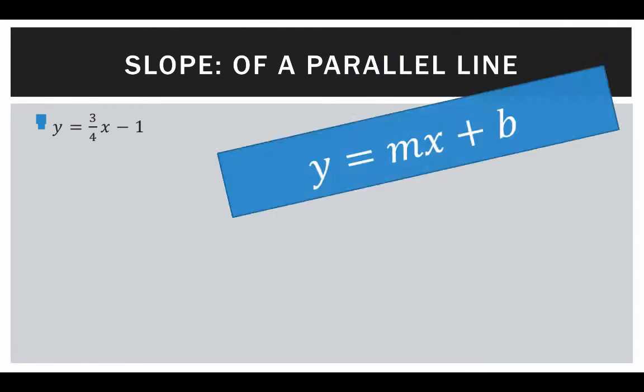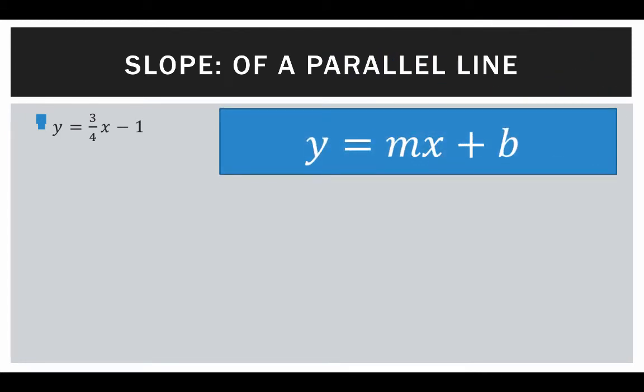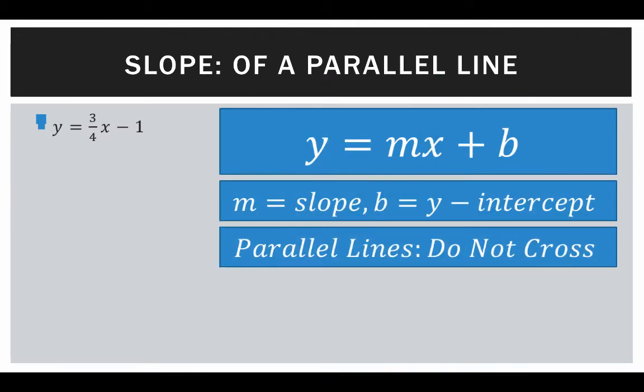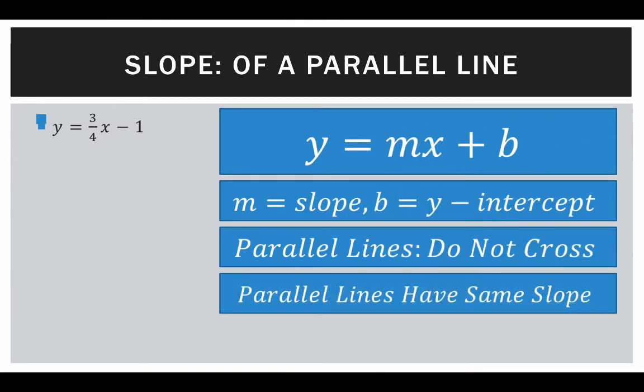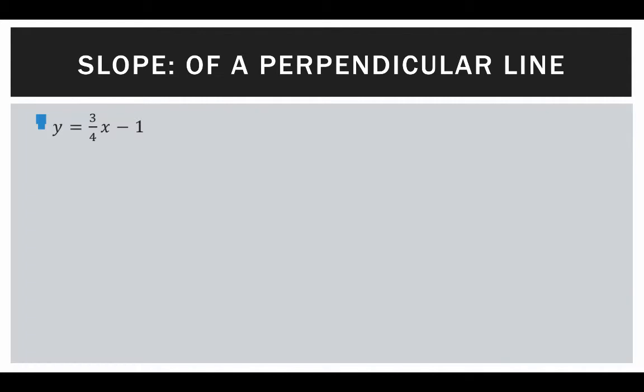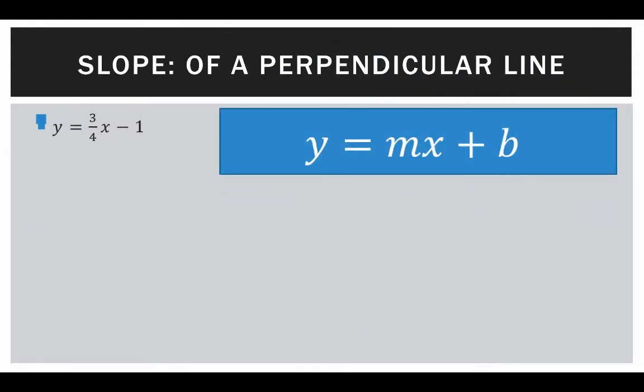We're talking slope of a parallel line. Again, you want to make sure we have the y equals mx plus b format. That really helps us figure that out, with m as our slope and b as our y-intercept. All right. Parallel lines do not cross. So in order for them not to cross, they have to have the same slope. So when we identify the slope in y equals 3/4 x minus 1, what you would say is your slope is 3/4. Very simple, because if we have two lines that are parallel, the only thing that should be changing is our y-intercept.